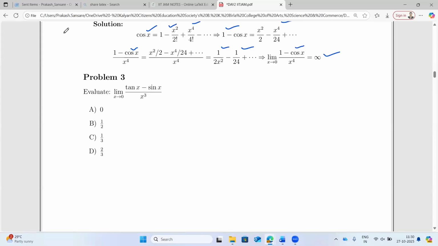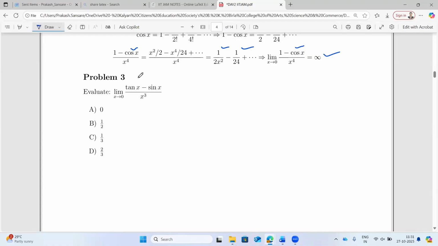Sir, here as x tends to 0, in the expansion of tan x and sin x, the least degree term will dominate. So we can use the tan x expansion and sin x expansion, then we will calculate the terms directly. Very good, clever option, the clever choice.